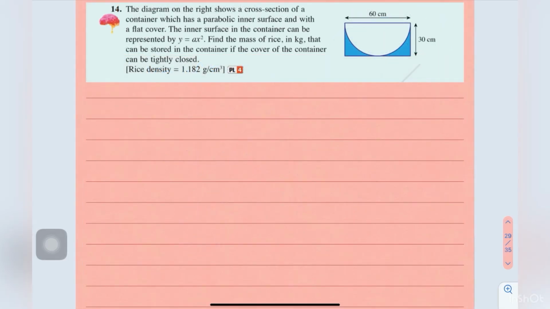Now, question number 14. The diagram on the right shows a cross-section of a container which has a parabolic inner surface and a flat cover. The inner surface of the container can be represented by y equals ax squared. Find the mass of rice in kilograms that can be stored in the container if the cover can be tightly closed, given rice density equals 1.182 gram per centimeter cubed. Now you have learned in physics the formula of density: density equals mass over volume. So to find mass, we need to find the volume first.